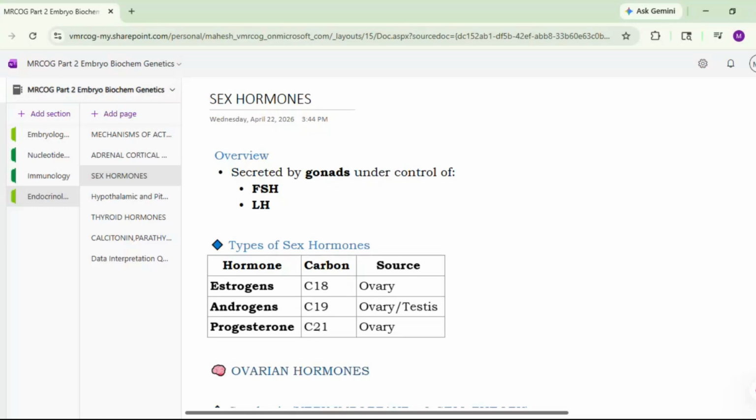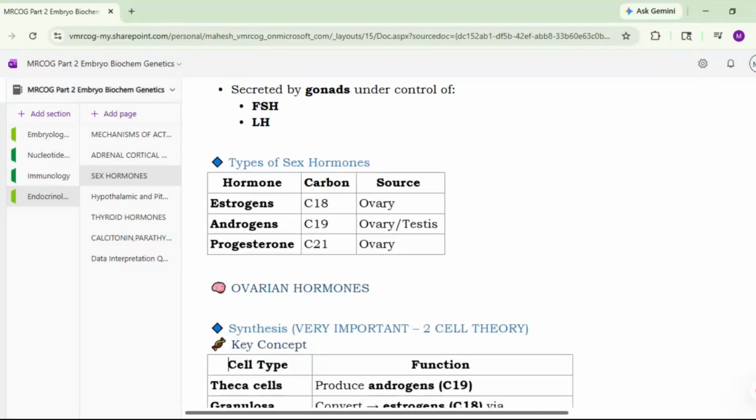Please remember the number of carbon atoms also. Estrogen is an 18 carbon molecule, and the source is the ovary. Androgen is a 19 carbon compound. The source is the ovary as well as the testes. Progesterone is again a 21 carbon compound, present in the ovary. So C18 is estrogen, C19 is androgen, and C21 is progesterone.